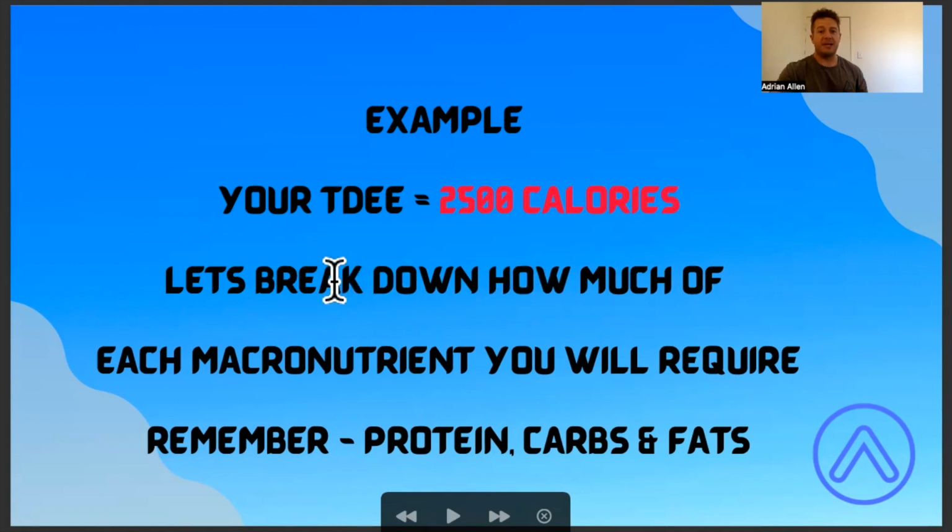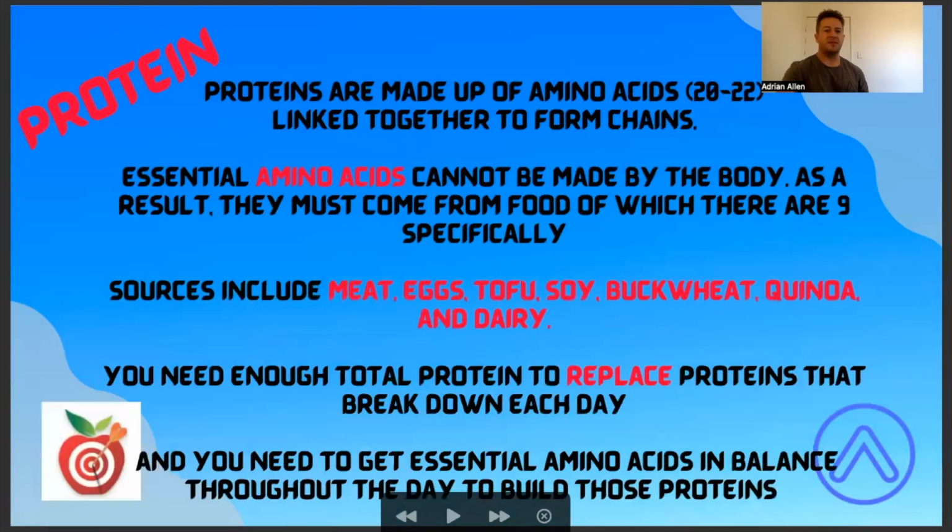Okay, now let's break down how much of each macronutrient you will require. Remember, protein, carbs, and fats. So first of all, I'm just going to explain to you a bit about protein. Proteins are made up of amino acids. There are 20 to 22 amino acids that link together to form chains to create proteins.